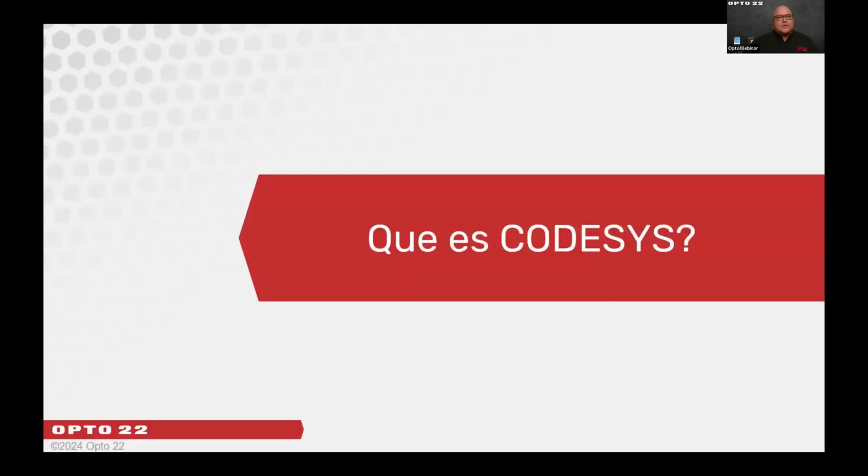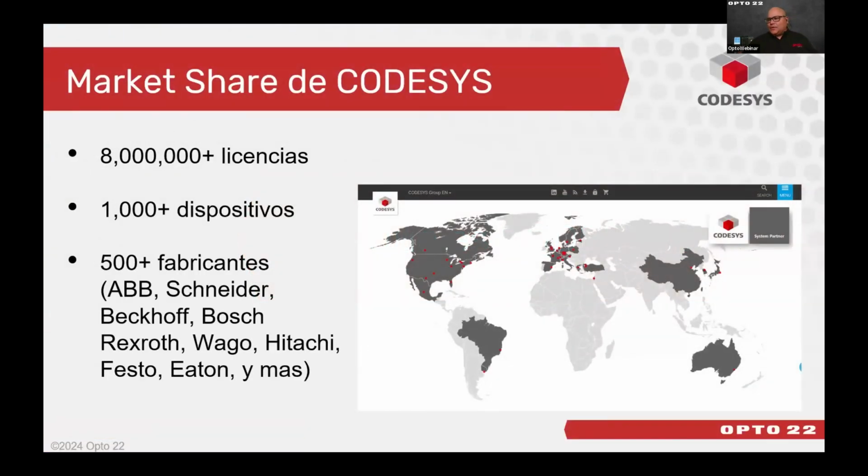Entonces, empecemos rápidamente. ¿Qué es CODESYS y por qué es importante? Vamos a hablar del market share de CODESYS. Tiene en este momento más de 8 millones de licencias a nivel mundial. Está en más de 1,000 dispositivos diferentes y estamos hablando de más de 500 fabricantes. Así que Opto no es el único que está integrando CODESYS a sus productos. Aquí vemos nombres como ABB, Schneider, Bosch, Wago, Hitachi, muchísimos más que ya están usando CODESYS.